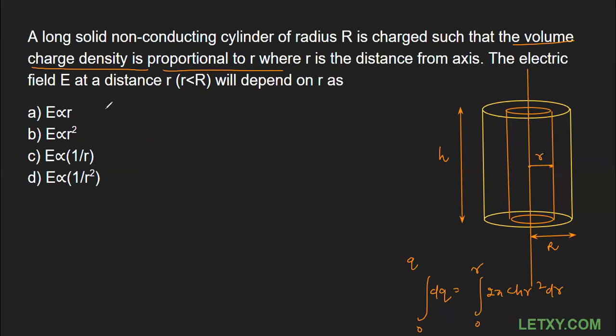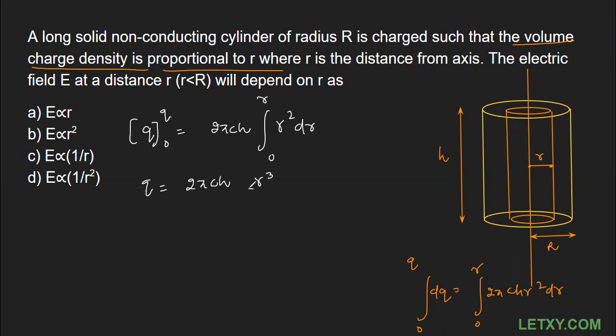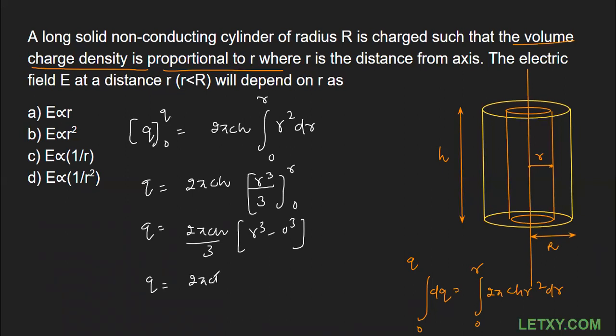So what I'm going to do is integrate. This is coming out to be q, with limits 0 to q, and 2 pi C h, all constants, times the integral of r square dr from 0 to r. You know very well, I'm not going to explain it much because this is basic integration. R square gives r cube upon 3, and we put the limits. So this is 2 pi C h upon 3 times r cube minus 0 cube. So q is coming out to be 2 pi C h r cube upon 3.